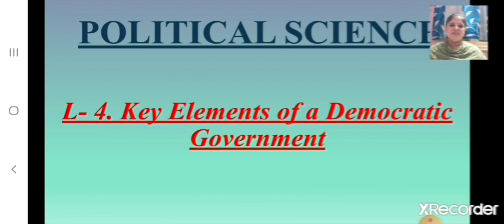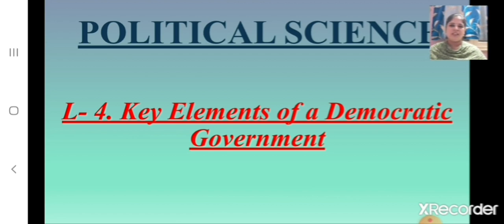Children, which lesson had we learnt in our previous class in political science? Yes, we had learnt lesson number 3, what is government. And in that lesson we had learnt why we need a government and the different types of government. So children, let us proceed further.